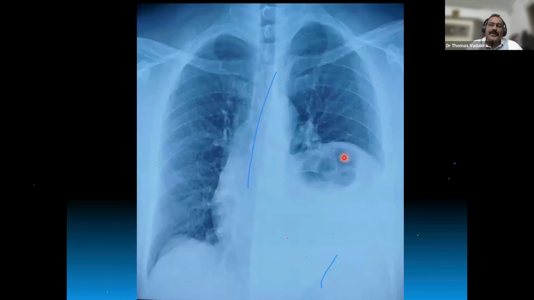Very good. Excellent. So the diaphragm has gone up. This may be eventration or maybe diaphragmatic palsy. We don't know. Diaphragm has gone up. That's what the image says.